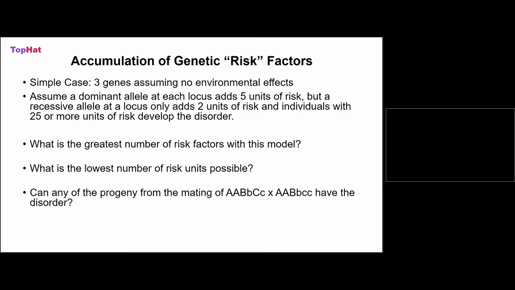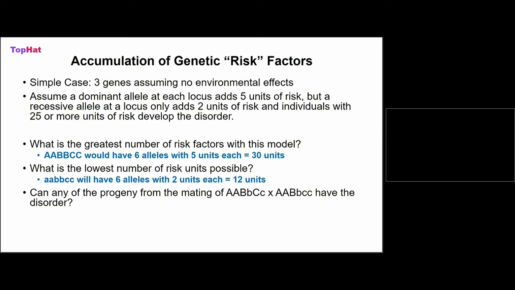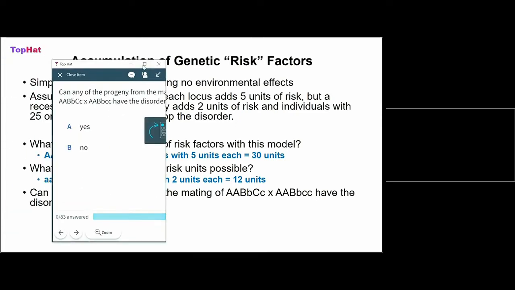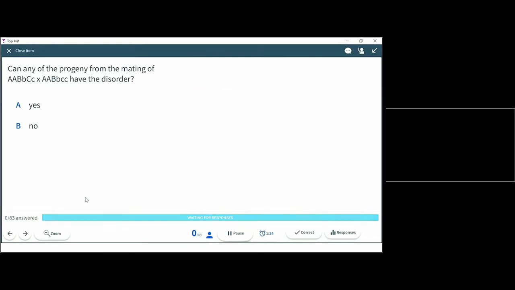How many dominant alleles could an individual have if we're talking about 3 loci? 6, right? What is the lowest number of units of risk you could have? 12. Okay? If we had a cross of those 2 individuals listed there, is it possible that any of their progeny would have the disorder? What did you say the threshold was? 25. 25 or more.